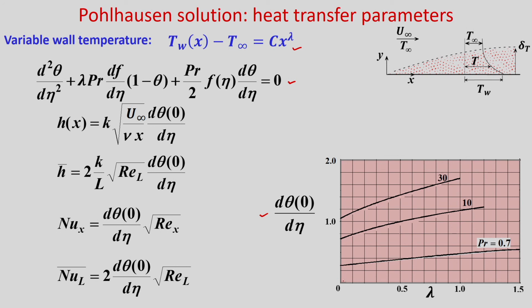Okay. So, you can see this is the dimensionless temperature gradient variation at the wall for different values of lambda and at different Prandtl numbers. You know that lambda equal to 0 denotes flow over a flat plate with uniform wall temperature. By numerical techniques you can solve and plot this, and once you know this value, using the same expressions you will be able to calculate the local heat transfer coefficient, average heat transfer coefficient, local Nusselt number and average Nusselt number.